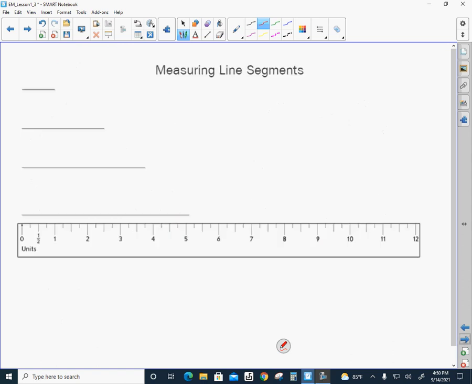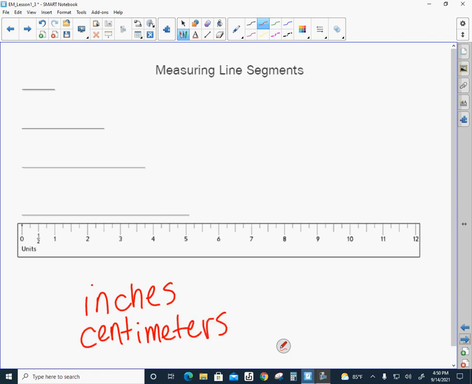We also looked at our rulers, and we noticed that the rulers that we have in class, one side measures in inches, and one side measures in centimeters. We noticed that inches are bigger. If you're looking at your hand, from big knuckle to big knuckle, that's about an inch. Centimeters are more like the width of your pinky fingernail. So inches are bigger than centimeters. We explored that a little bit in class.